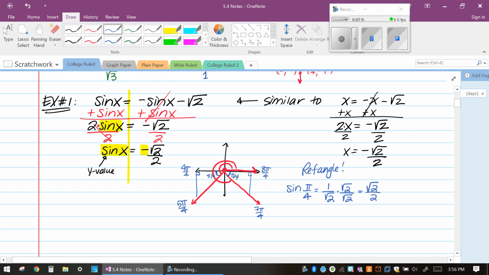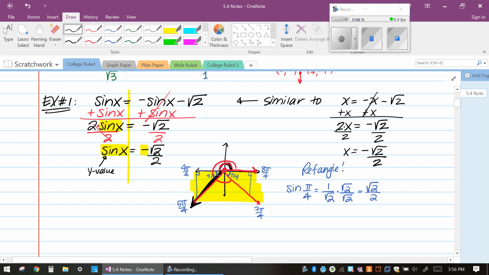So again, the reference angle was pi over 4 because that was the only thing that would give me opposite over hypotenuse. That would give me root 2 over 2. I'm looking only at quadrants 3 and 4 because the problem said the sign has to be negative. Pi over 4 is not the solution, it's just the reference angle. You have to think from 0, how do I get to this point, to this angle, right?